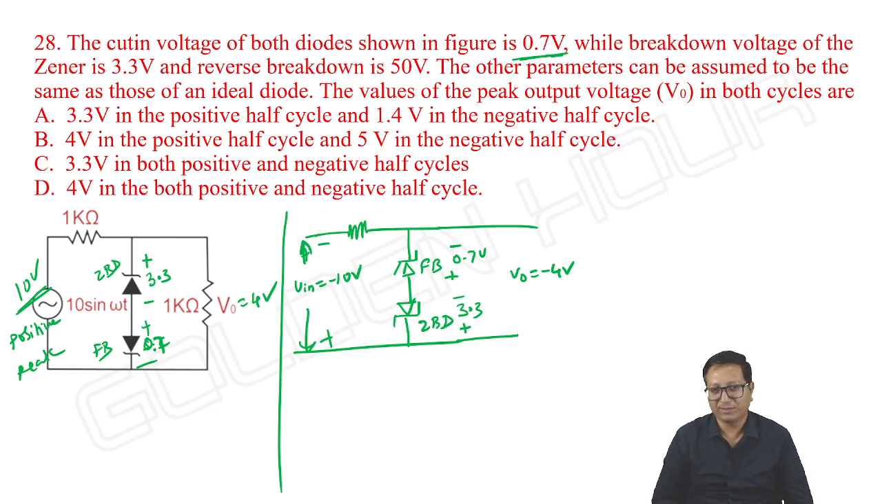Breakpoints and all we will see later, not an issue. I'm directly doing this problem without much discussion. So 4 volts in both positive and negative cycles. Option D is correct. It cannot have two different peak amplitudes for negative and positive cycles. Magnitude wise, the peak amplitude value of output is the same.